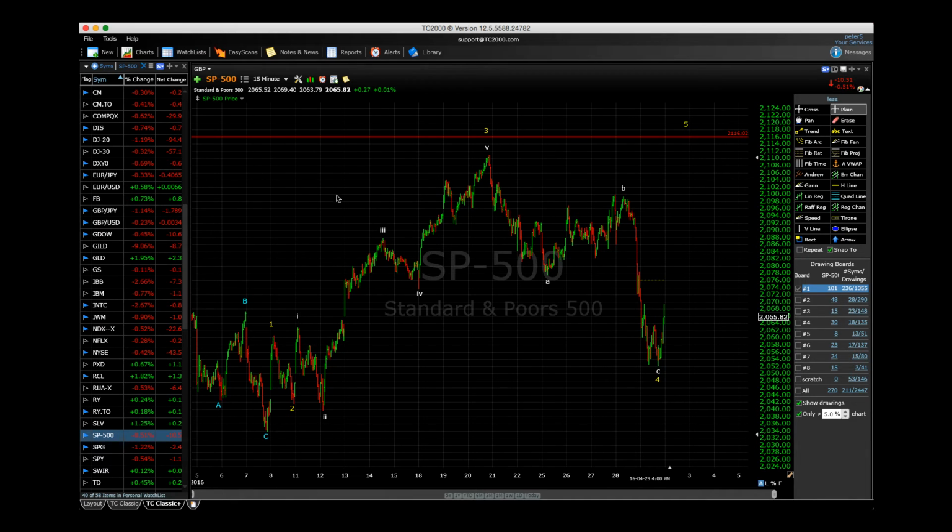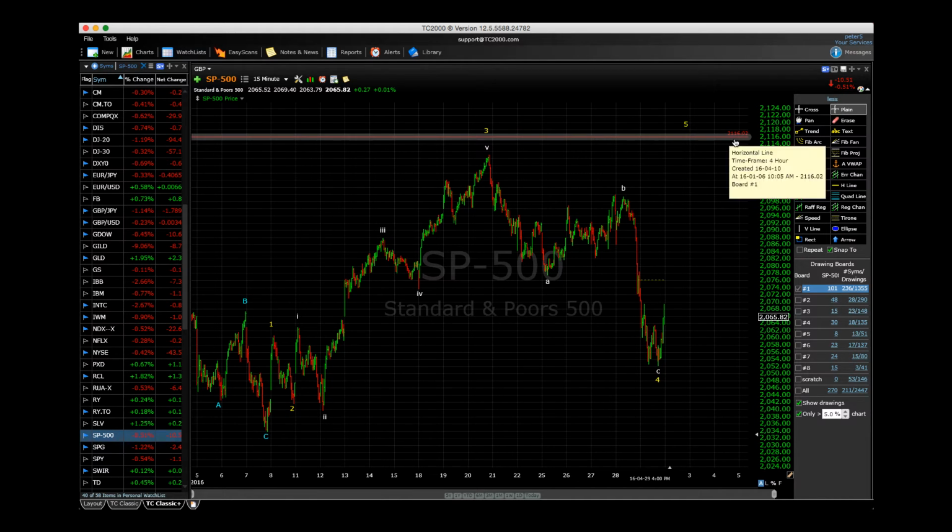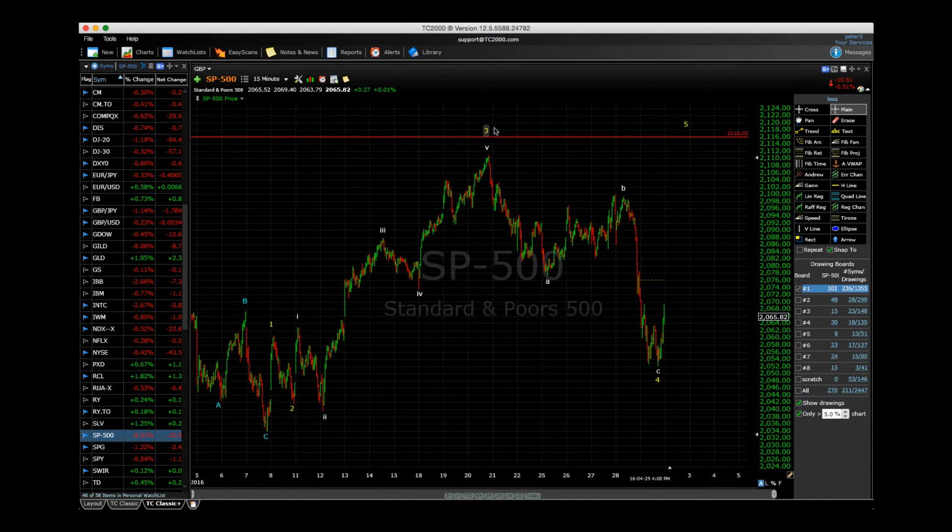This is a 15-minute chart, and you can see here's my 2116 level. That's my target for this second wave. And if we top here, this would be a fifth wave of the C wave, and you'd have a C here and a number 2 up here just to denote that this was the end of the second.